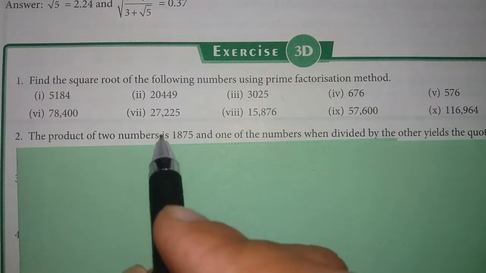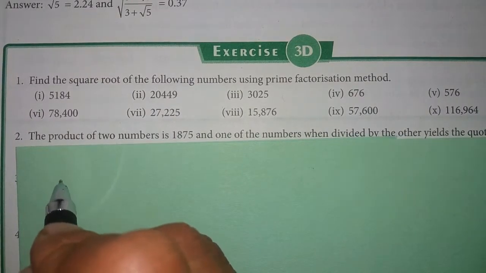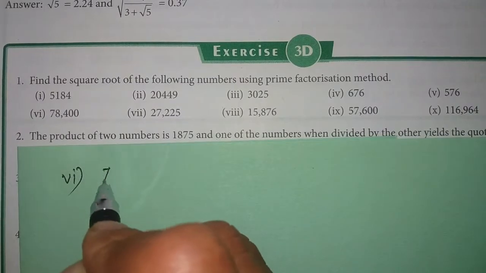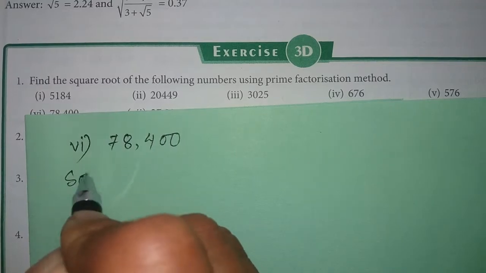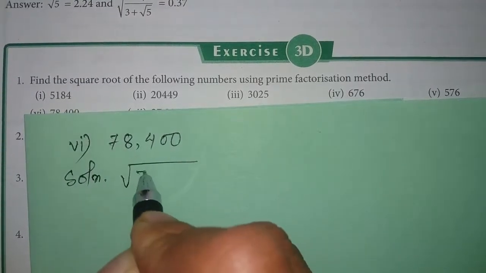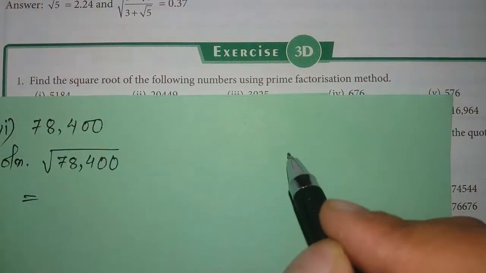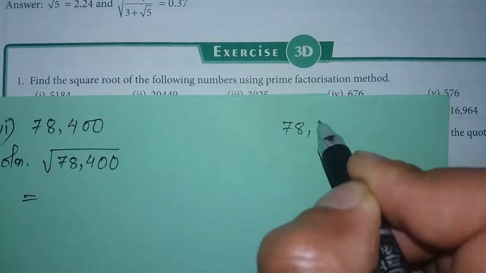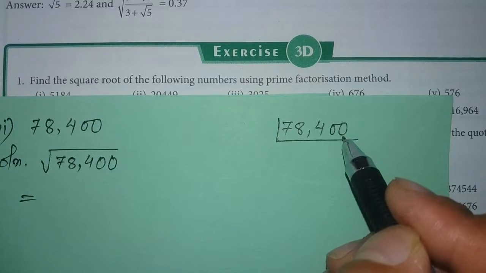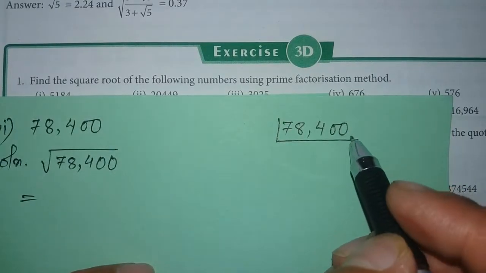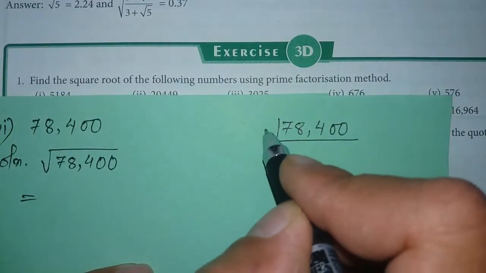Now let's see some bigger number. Okay, let's see this Roman number 6. So 78,400. Now let's find the square root of this. First thing is we will find the prime factors of this number. So the last digit is 0, so it is divisible by 2 as well as 5. So let's divide by 2.